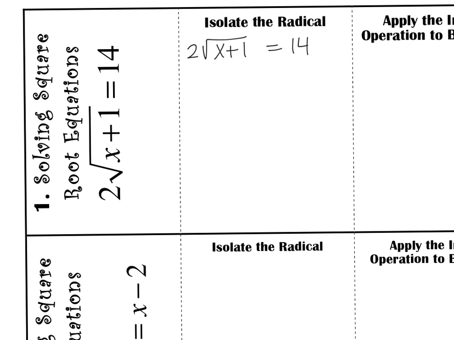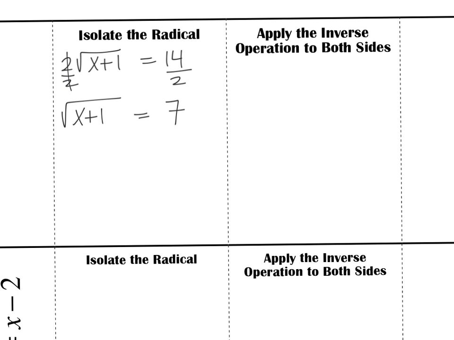And to get x, which is under the radical, you have to first of all isolate the radical by dividing both sides by 2. You need to get rid of the 2. Now once you divide both sides by 2, you get square root of x plus 1 equals 7, because 14 divided by 2 is a 7. Now let's copy this to our second column.